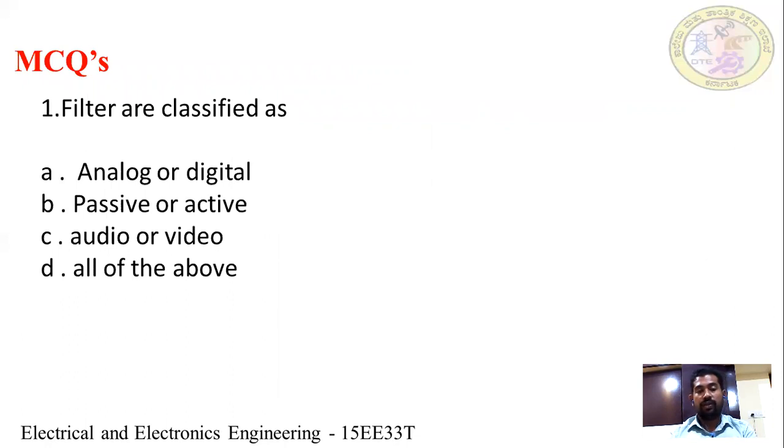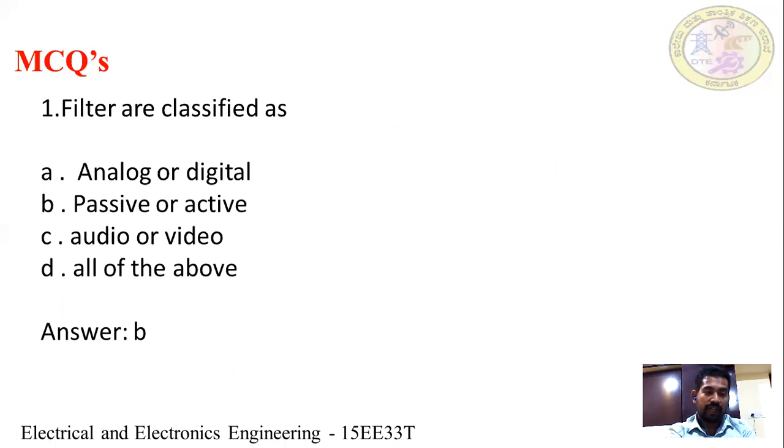Let us go for MCQs. The filters are classified as: option A, analog or digital; option B, passive or active; option C, audio or video; option D, all the above. Let's check the answer. It is option B, passive or active filters.